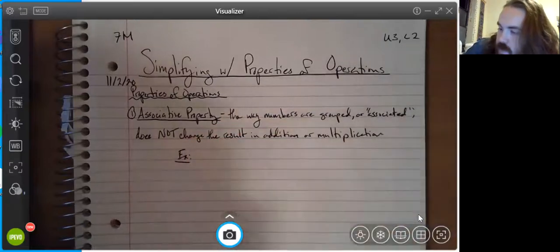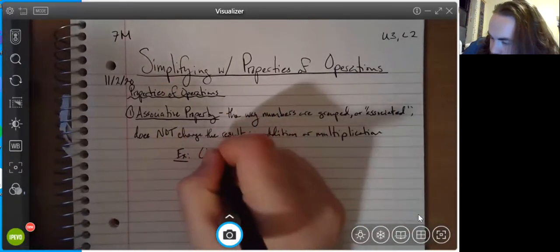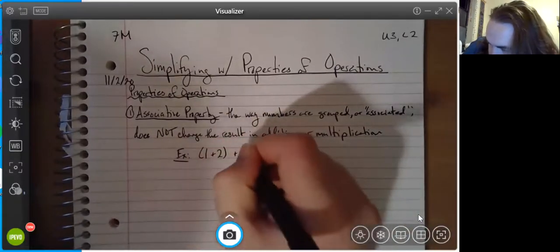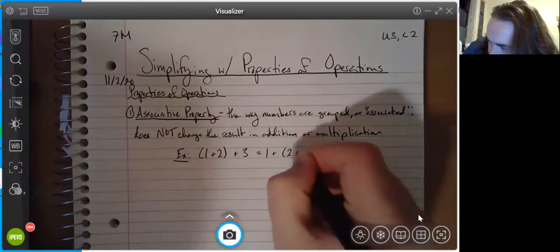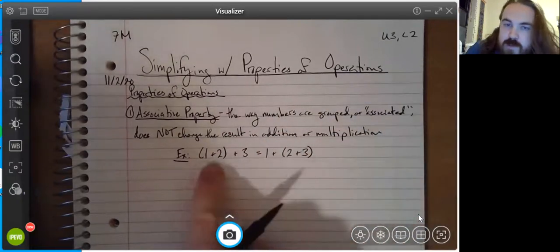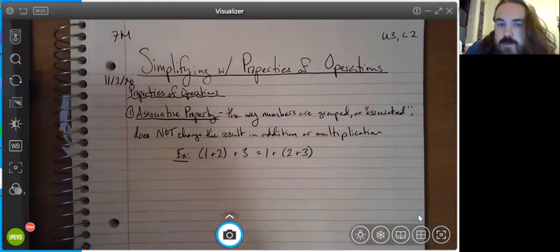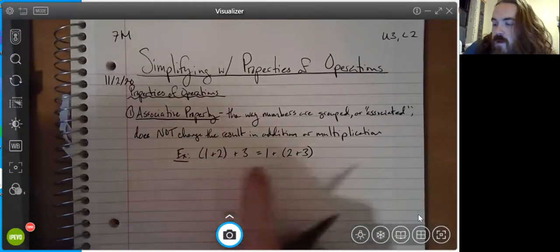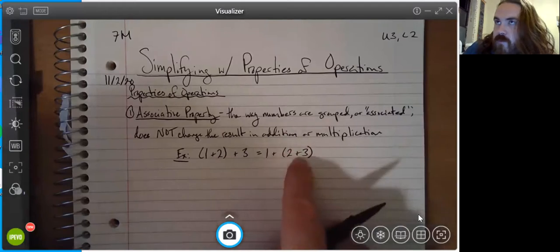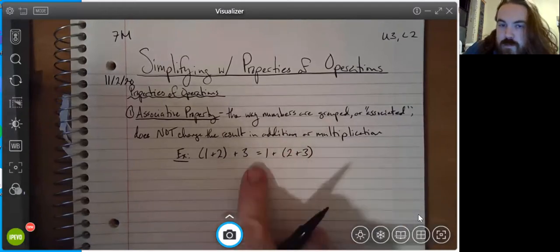What this means, some examples. I can have 1 plus 2 plus 3, and that's going to be the same as 1 plus 2 plus 3 with the parentheses on the other pair. It doesn't matter if the 1 and the 2 group together or the 2 and the 3 group together, it's going to be the same thing. 1 plus 2 is 3, plus 3 is 6. 2 plus 3 is 5, plus 1 is 6. They're both equal to 6.